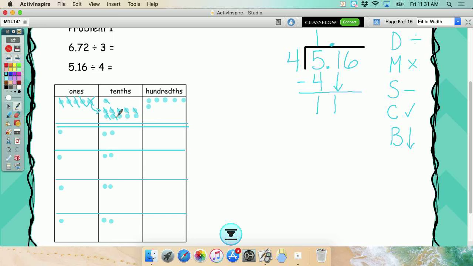So how many in each group? 4 or 2. 2. 2 times 4 is 8. 11 minus 8 is 3. And that matches. I have 3 left over. So is 3 less than my divisor? Okay, bring down the 6.